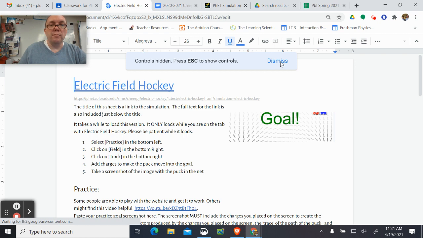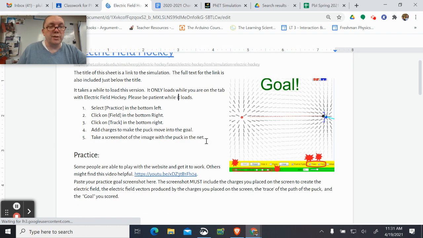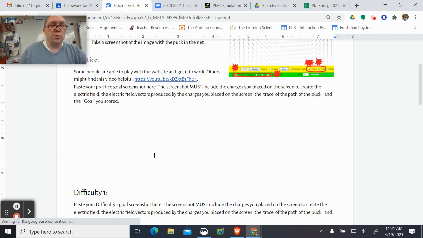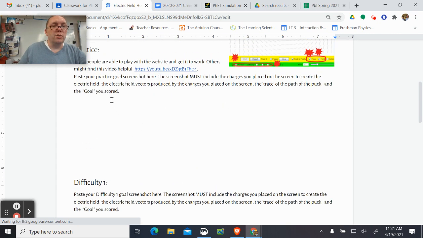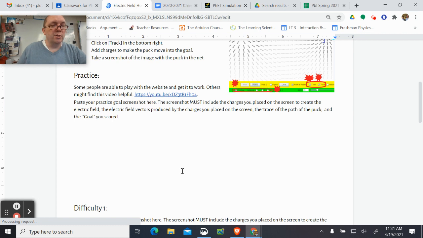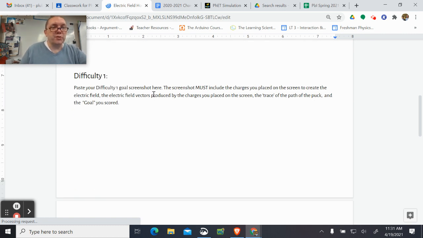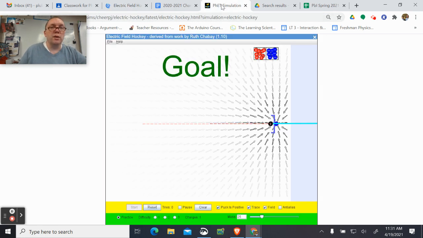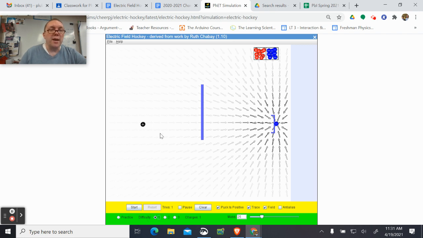So what we're basically doing is, like in the practice shot, you get your goal, do a screenshot, and paste it here. The next one is difficulty 1: go to difficulty 1 and do a screenshot and post it there. So for difficulty 1, I go to the simulation, and down on the bottom is difficulty, and there's 1, 2, and 3. I'm going to go to difficulty 1, reset, go to difficulty 1, and it's going to take some time to get everything lined up, right?